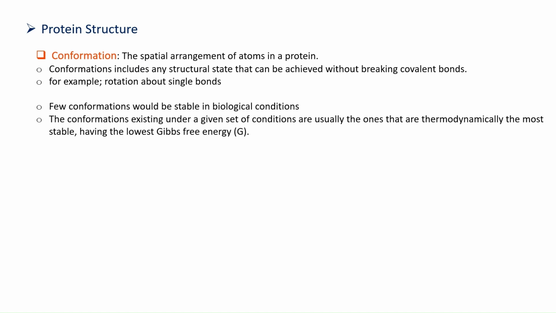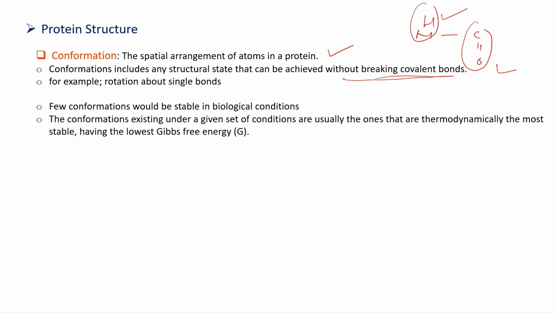Now, coming to protein structure. Conformation: what does the word conformation mean? It is the arrangement of atoms in a protein. Now, the conformation includes any structural state that can be achieved without breaking covalent bonds. For example, in protein, we have the NHCO peptide linkage. This type of conformation is known as trans because here the H and this O are in opposite directions. This is a trans. It can be in cis form also.